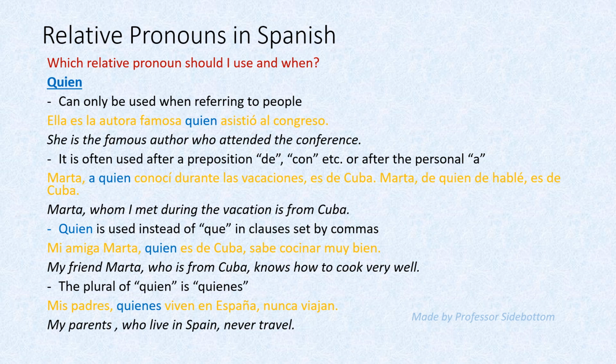The plural of quien is quienes. Mis padres, quienes viven en España, nunca viajan. My parents, who live in Spain, never travel.